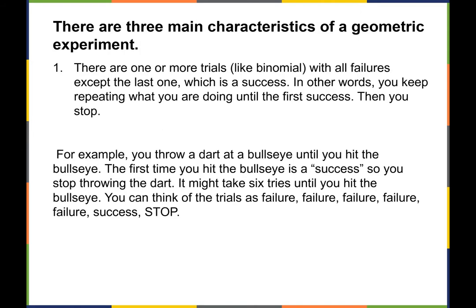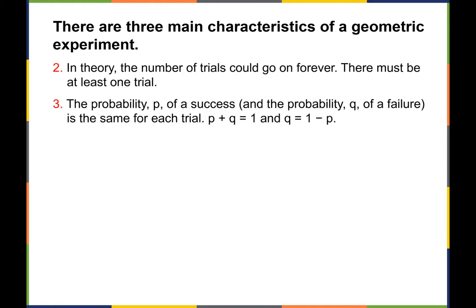So there are 3 main characteristics of a geometric experiment. There are 1 or more trials, sort of like a binomial, but in this one it's going to be failure, failure, failure until you finally succeed. In other words, you keep going until you get your first success and then you stop. So if we are throwing a dart at a bullseye, maybe it takes us 6 tries to hit the bullseye. So the trials are fail, fail, fail, fail, fail, success, and then we stop. Okay? So that's the way a geometric distribution works.